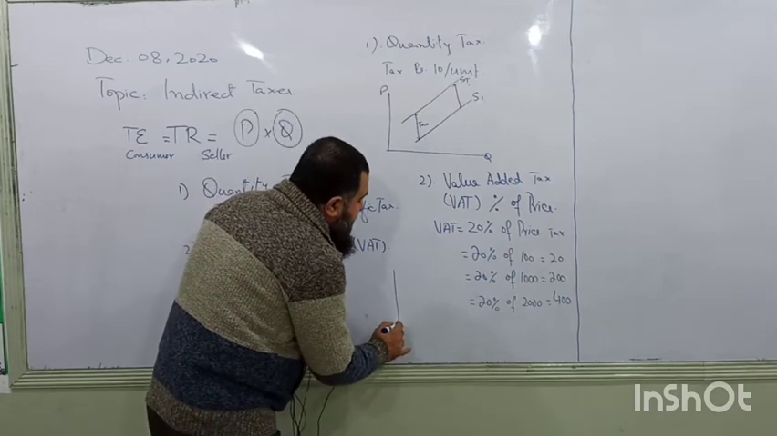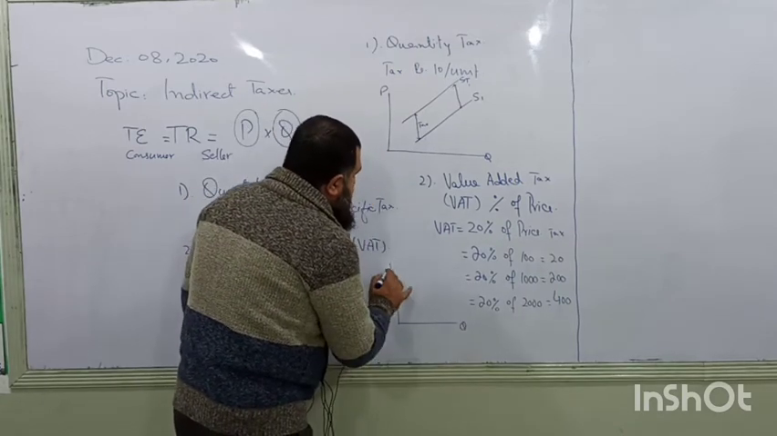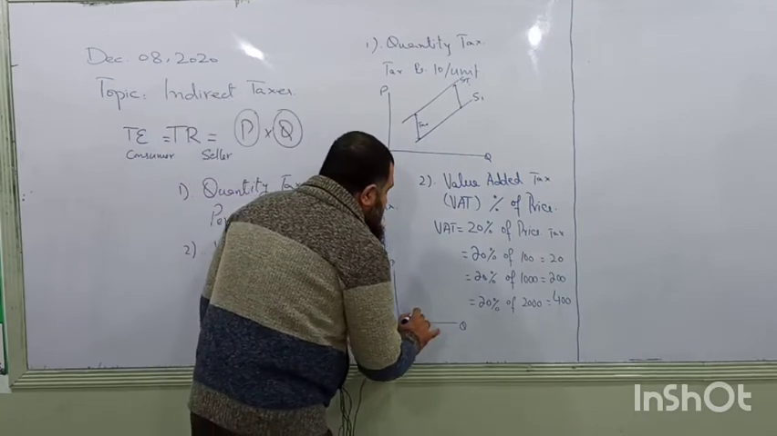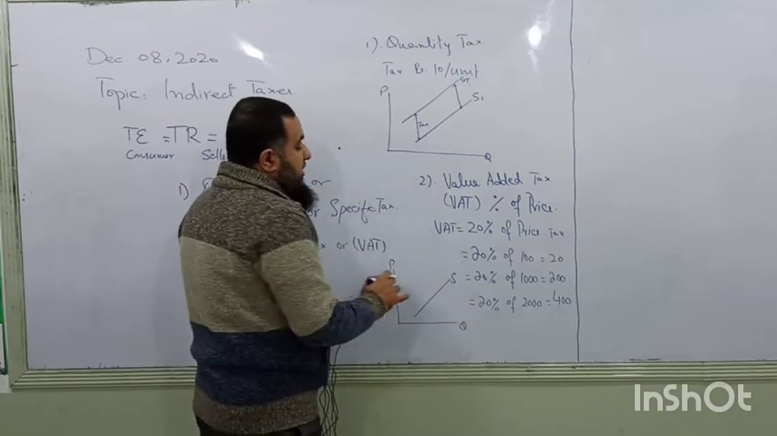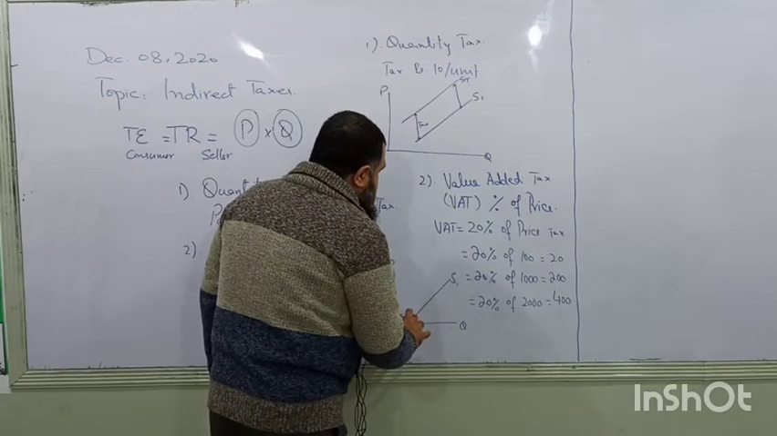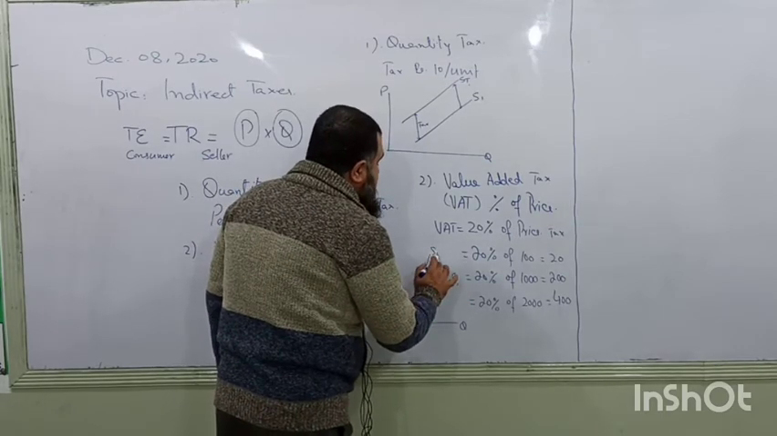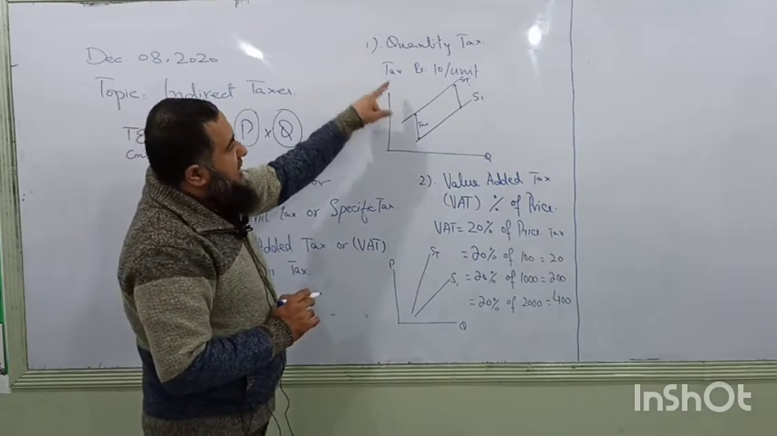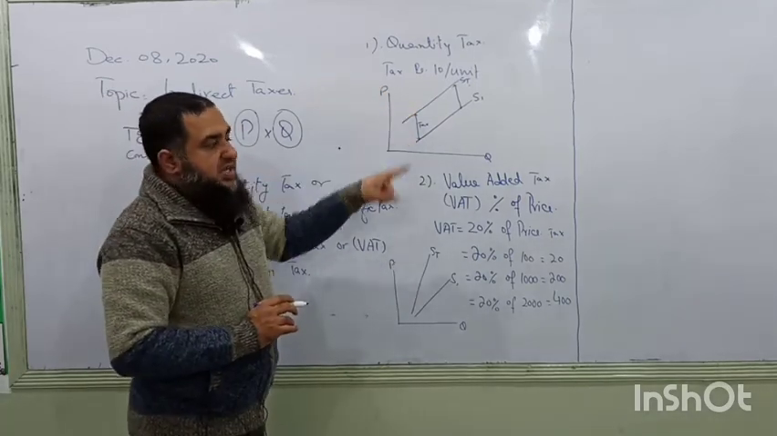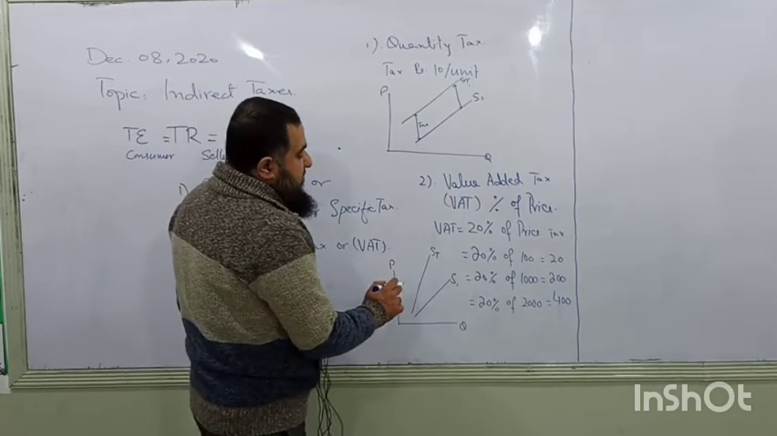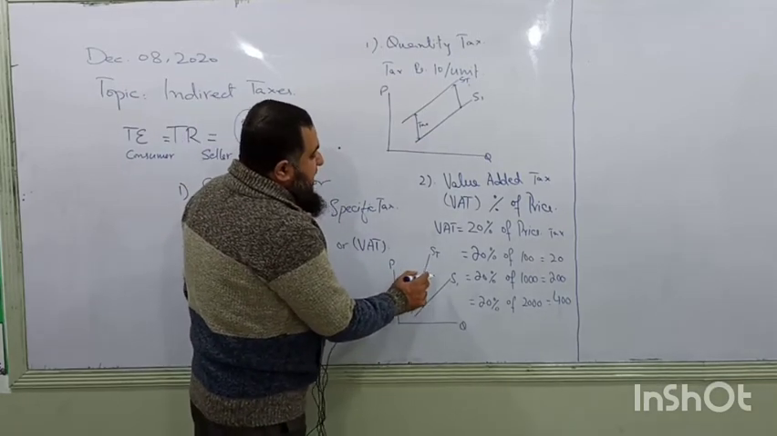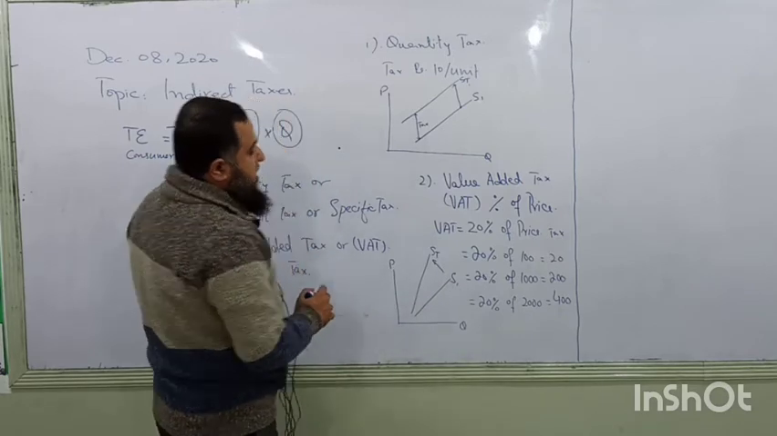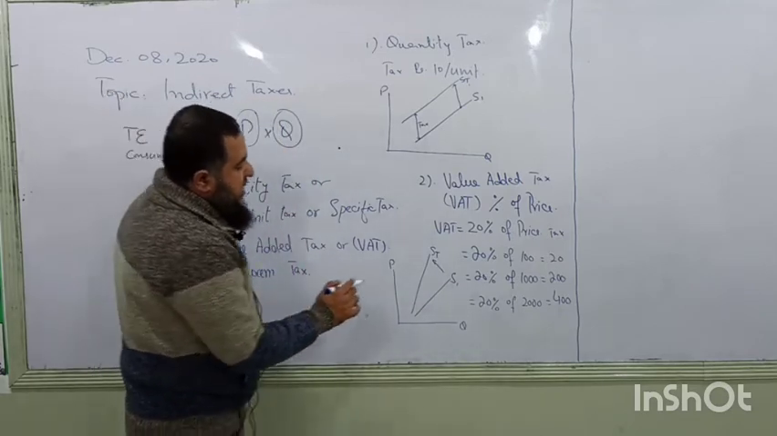Therefore, this value added tax or ad valorem tax will also cause a leftward shift, but it will be a non-parallel shift. Here we found the parallel leftward shift due to the quantity tax, whereas due to ad valorem tax or value added tax, there is a non-parallel leftward shift, or a pivotal shift of the supply curve.